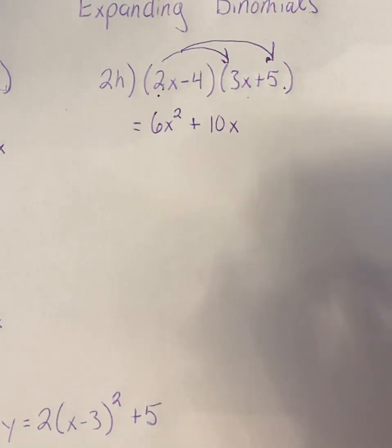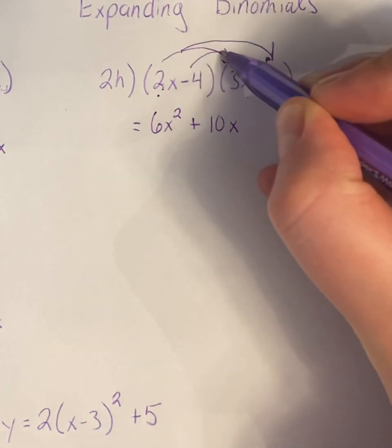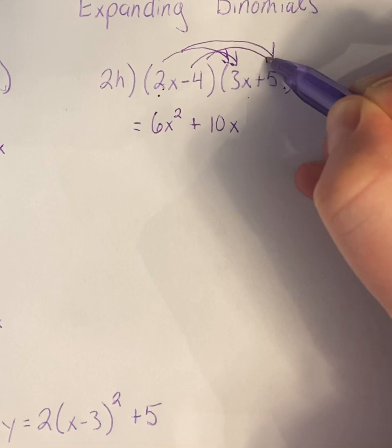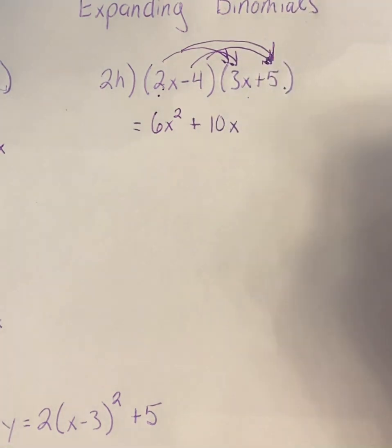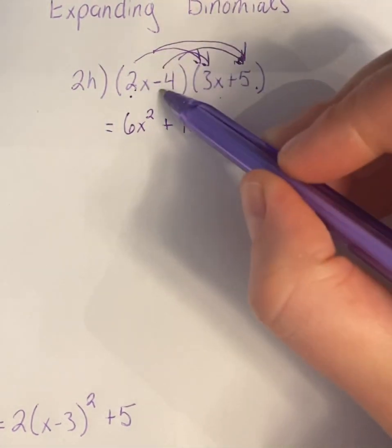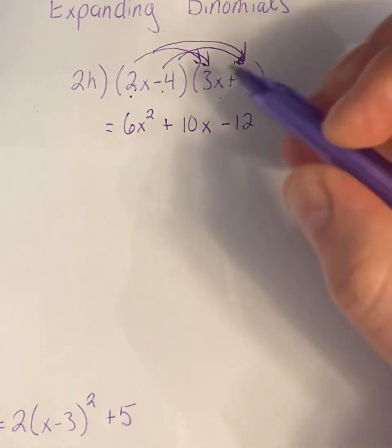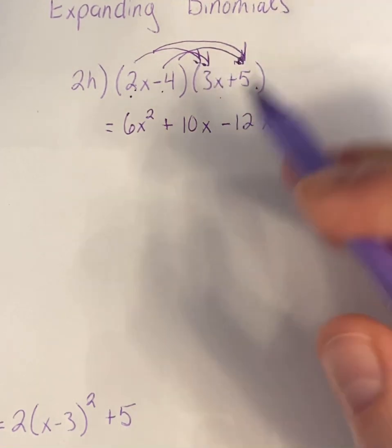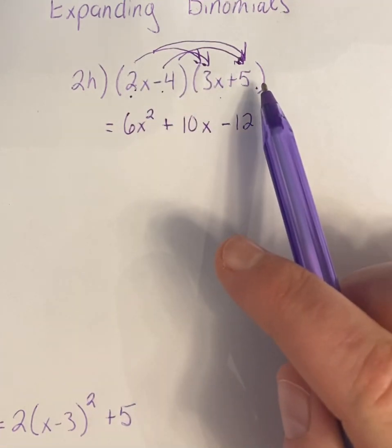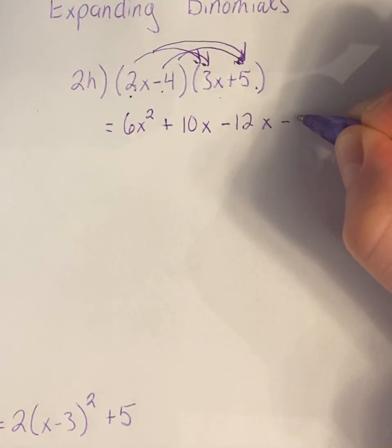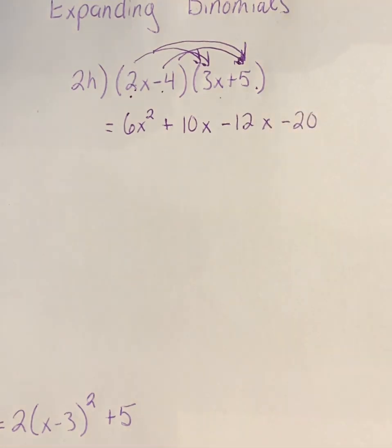Okay? And then we have to do that for the second piece. So we've got this negative 4 times both of these pieces as well. And that starts looking a little messy. So we got our negative 4 times positive 3 is negative 12. And there's an x in there, so we have to include it. And we got negative 4 times positive 5, which will give me negative 20.